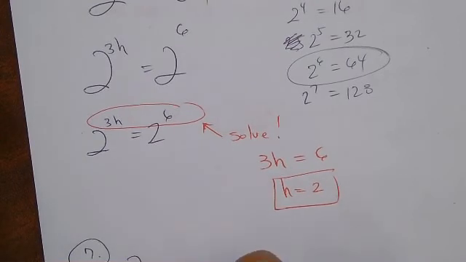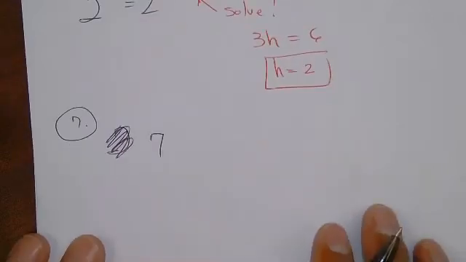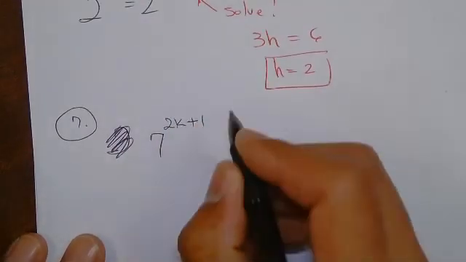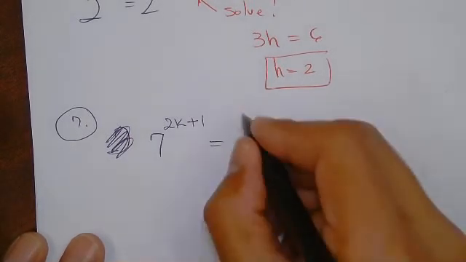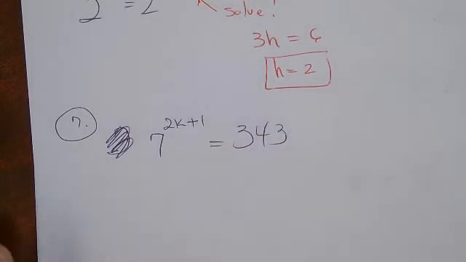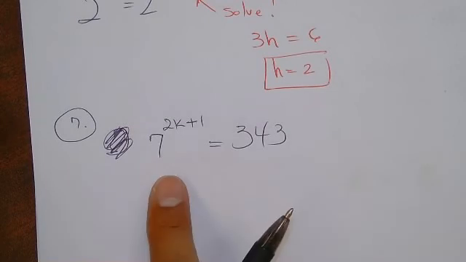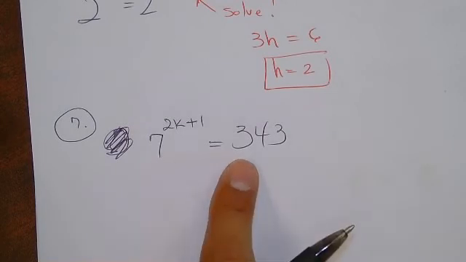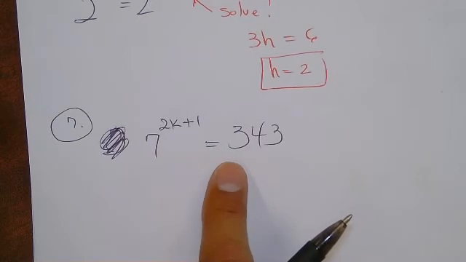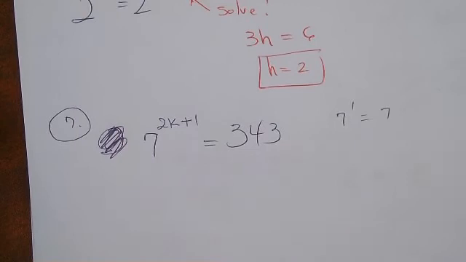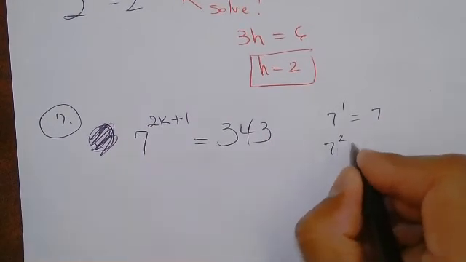Okay, number 7, because we're stepping it up, right? We're taking it to a more complicated level. 7 to the power of 2k plus 1 is equal to 343. Wow, what do you think your base is going to be, you guys? 7, right? Because this one's 7. So check if 343 can be written with a base of 7.